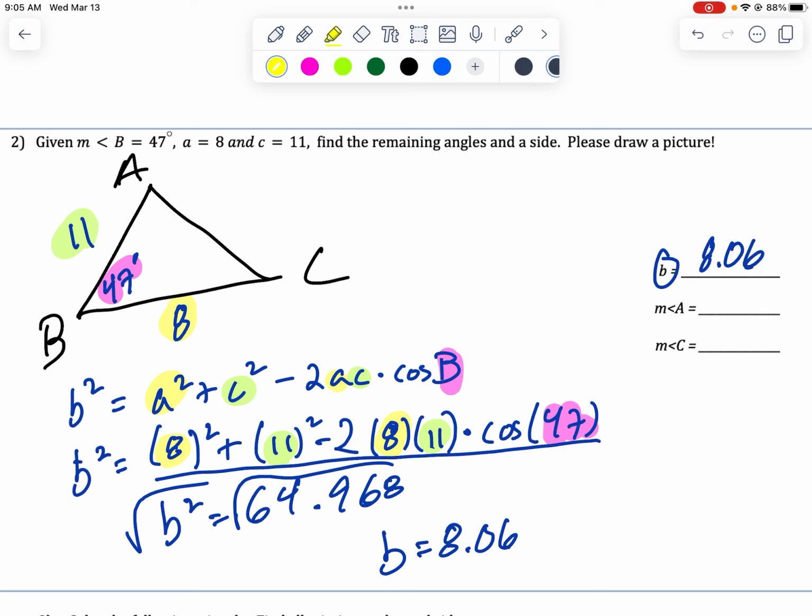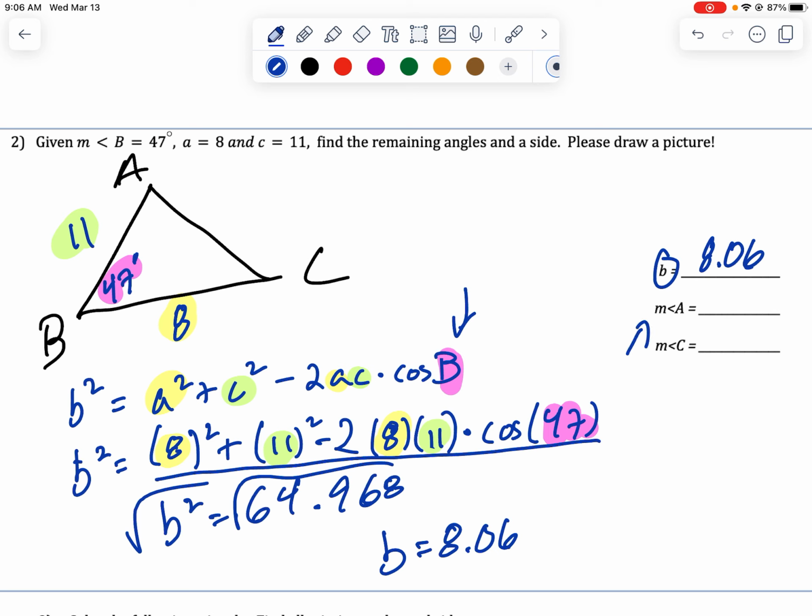Now there are examples out there in the world where we give you A, B, and C. So we give you all three sides, and they ask you to find an angle. If that's the case, you're going to be solving for angle B, let's say. I'd have to move everything to one side and then do the cosine inverse. It's a long process.